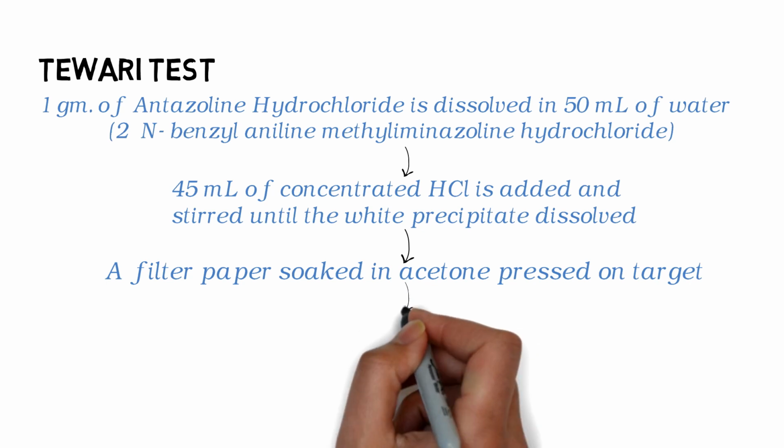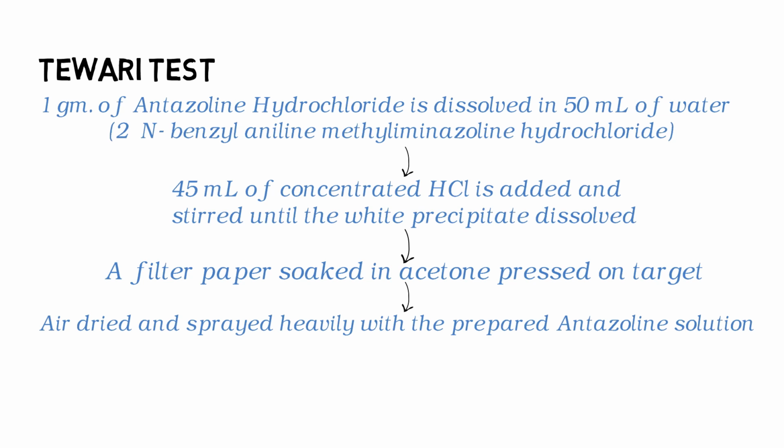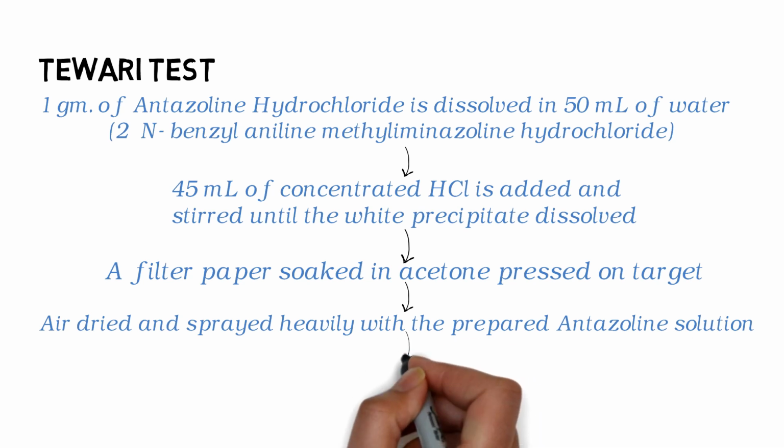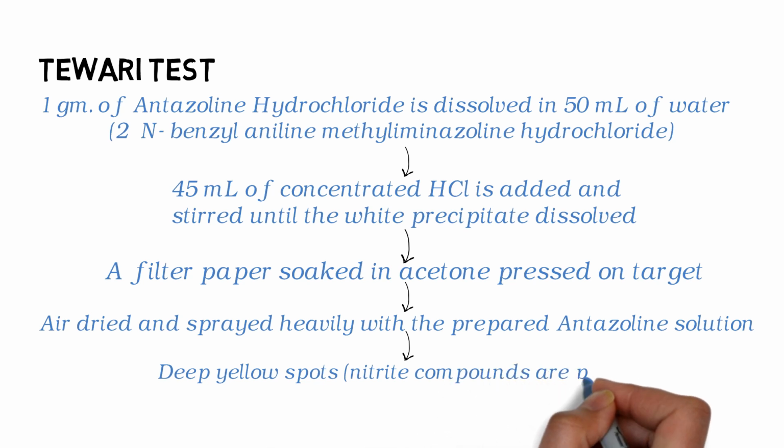This is later air dried and is heavily sprayed with this antazulene solution, when the presence of deep yellow spots occurs. The presence and the occurrence of these yellow spots are indicative of the presence of nitrite compounds, which in turn is indicative of the presence of GSR, or gunshot residues.